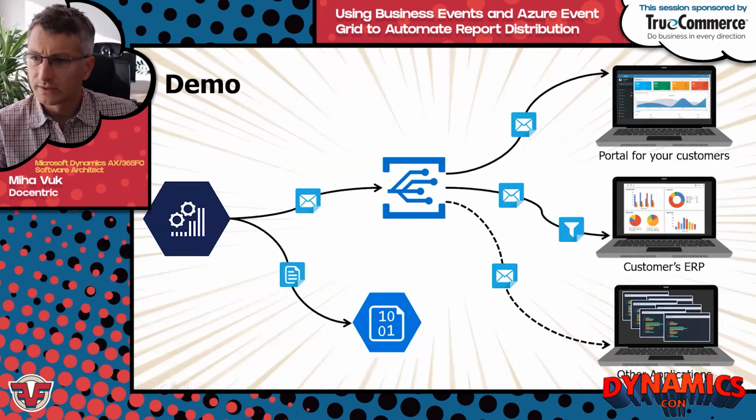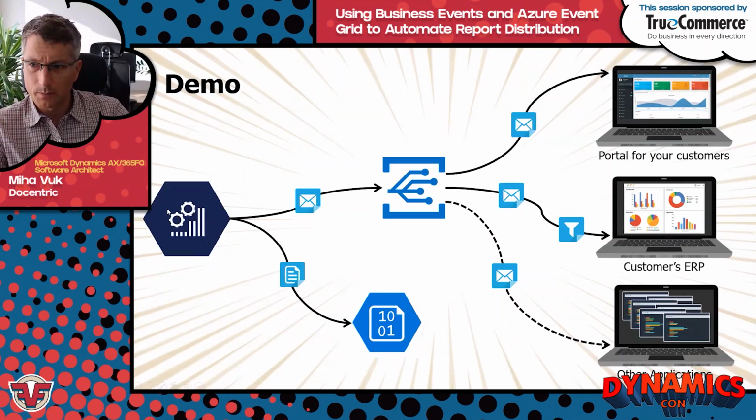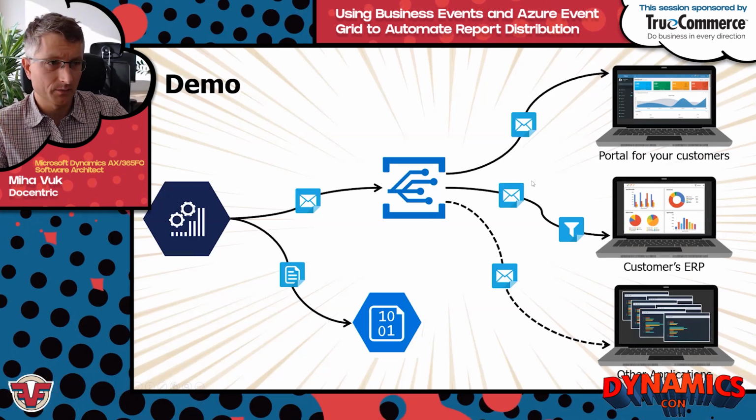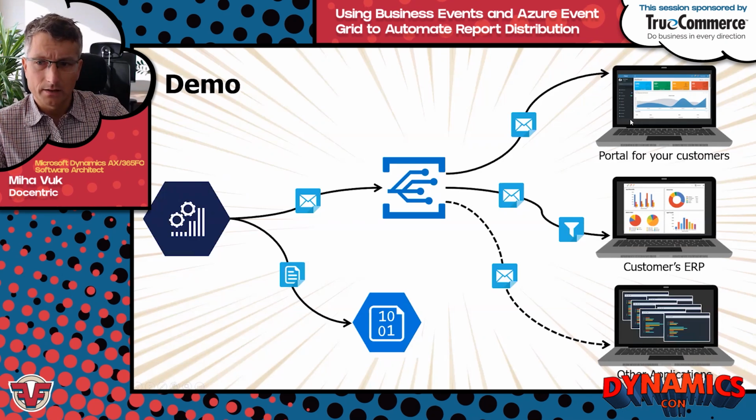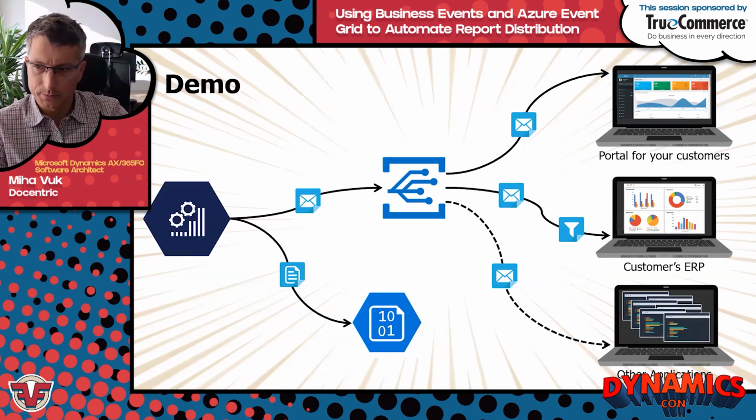Okay, so to summarize what we have learned, when finance and operation posts the invoice and creates an invoice document, it can save the invoice document to Azure storage and send the business event with its metadata to Event Grid. From there, it is forwarded to all interested subscribed applications that use the document metadata and download its content from the Azure storage. So that was the demo that we just presented.